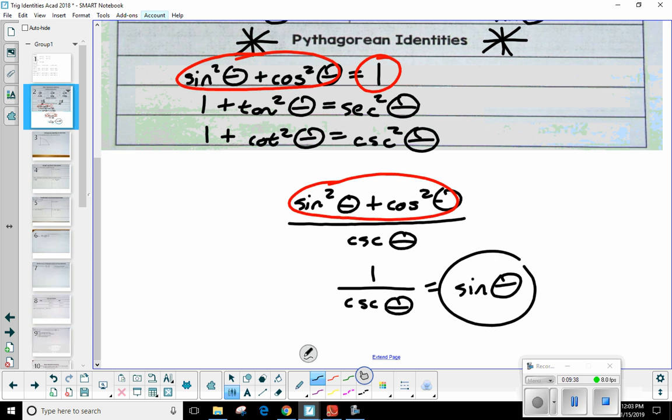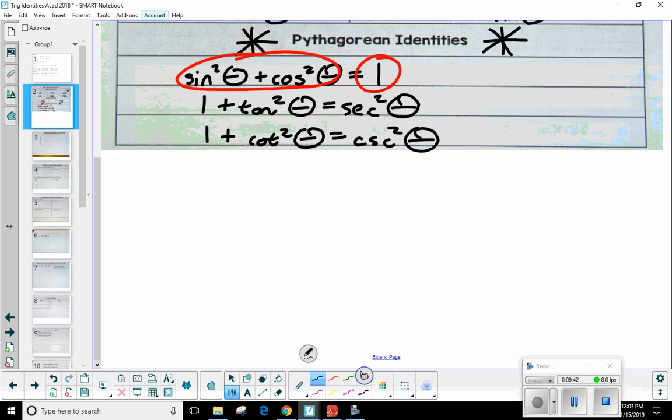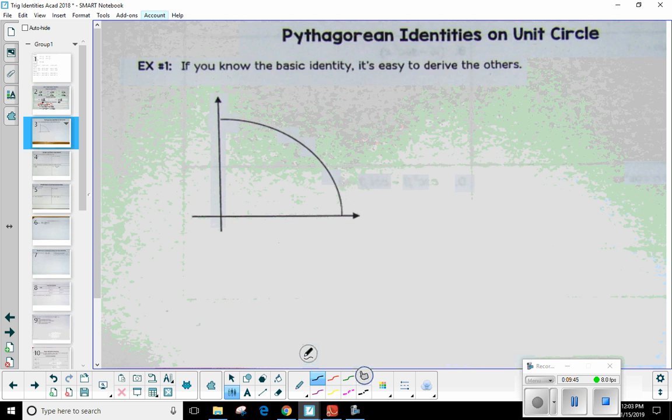Now, let's take a look at some ways that we can prove those. The Pythagorean identities is what I'm going to look at first. If you know the basic identity, it's easy to derive the others.